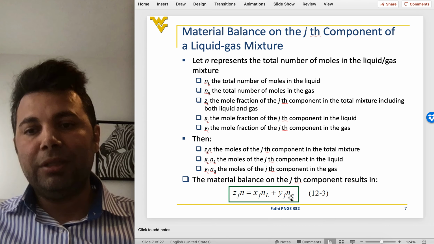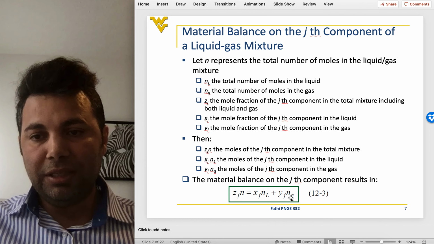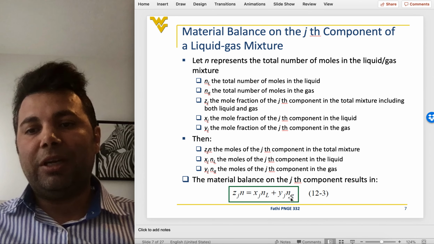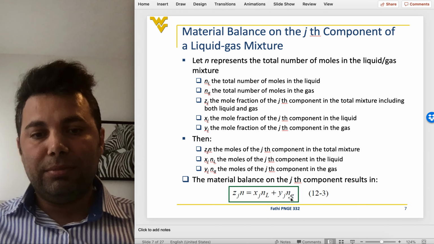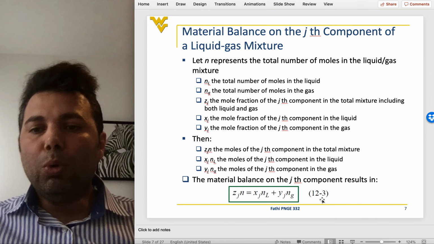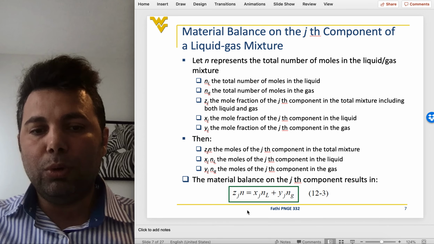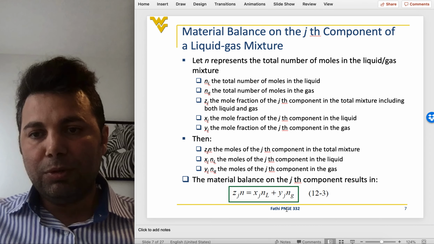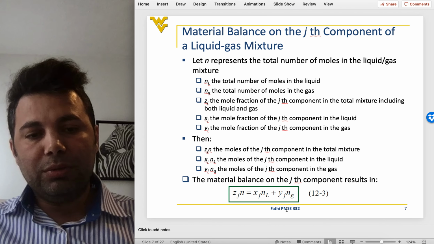The mole fraction of every component in the liquid times the number of moles of liquid plus the mole fraction in the gas times the total number of moles of gas becomes the mole fraction of component J times the total number of moles in the mixture. That's a simple material balance. So there is this auxiliary equation as well, which says the total number of moles is equal to the number of moles in the liquid plus the number of moles in the gas. So N itself is equal to NL plus NG. So I can write this equation and use the auxiliary equation to simplify that.